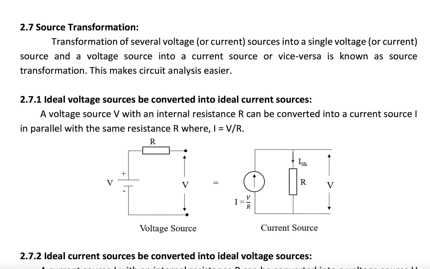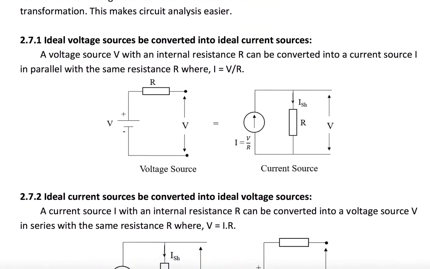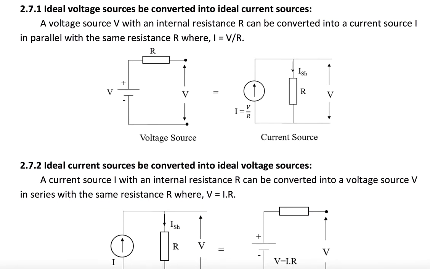What is source transformation? You can transform a voltage source into a current source or a current source into a voltage source. That is known as source transformation. That makes calculation and circuit analysis easier. An ideal voltage source can be converted into an ideal current source like this. Then the voltage source with its internal resistance R can be converted into a current source with the internal resistance R, where the current value is nothing but V upon R. So this is how you transform a voltage source to a current source. The resistance becomes parallel, and the current becomes voltage upon the resistance.